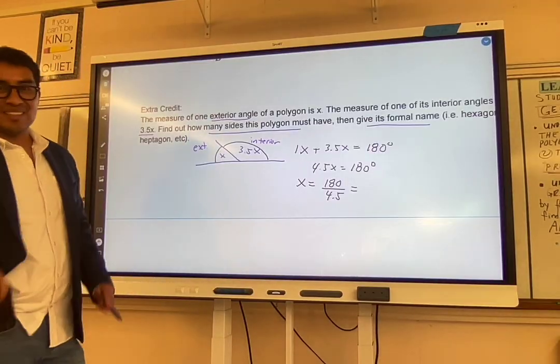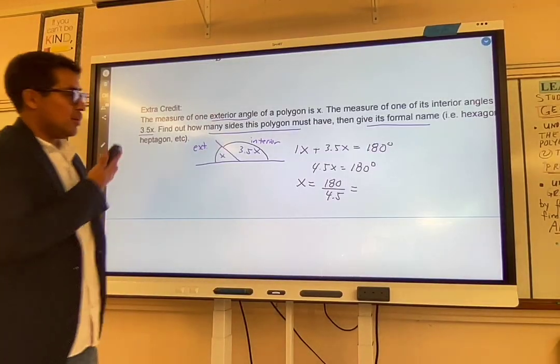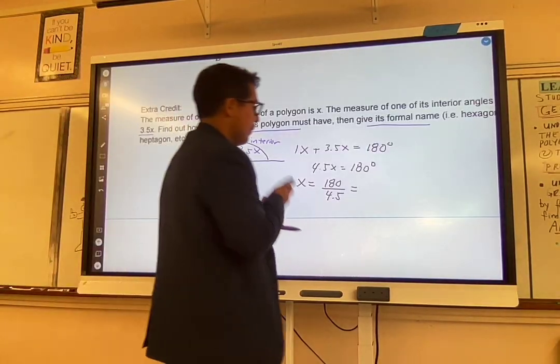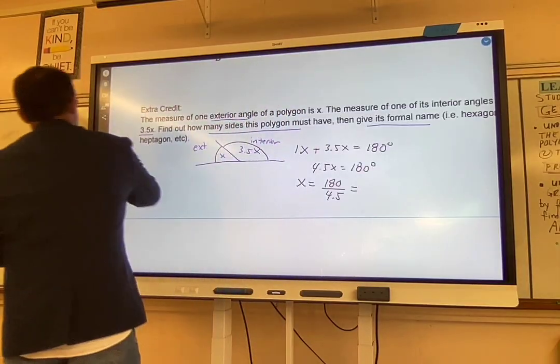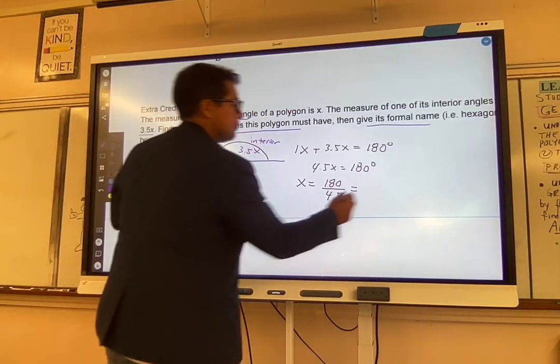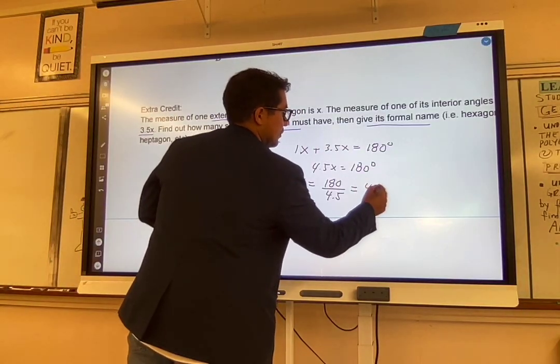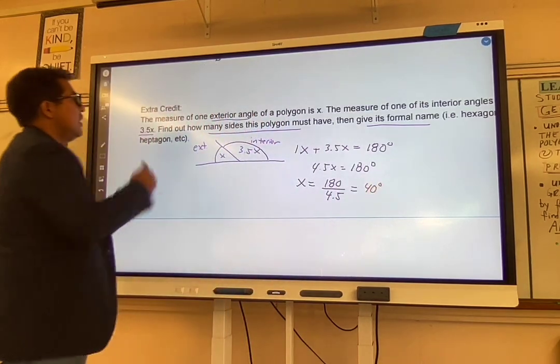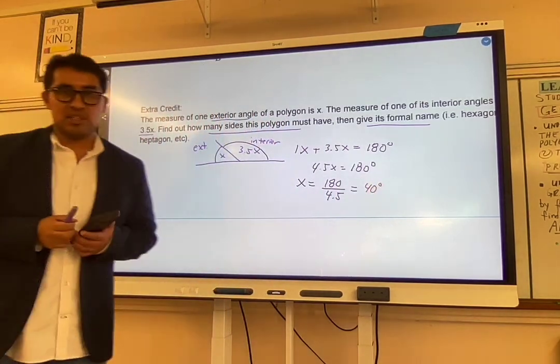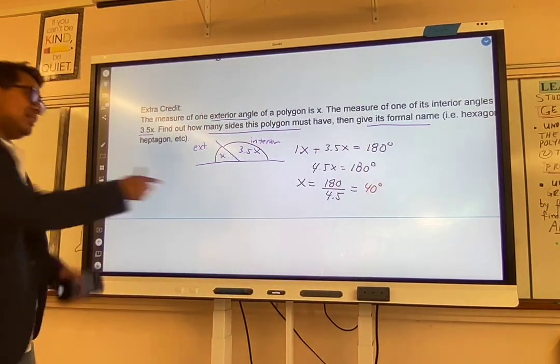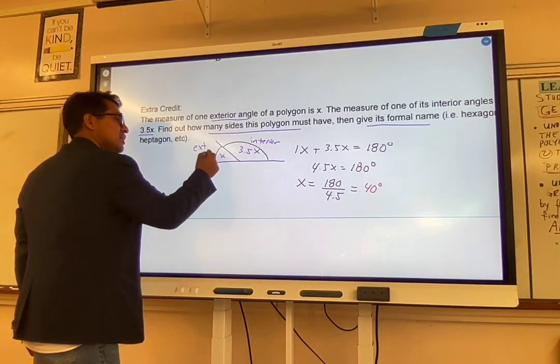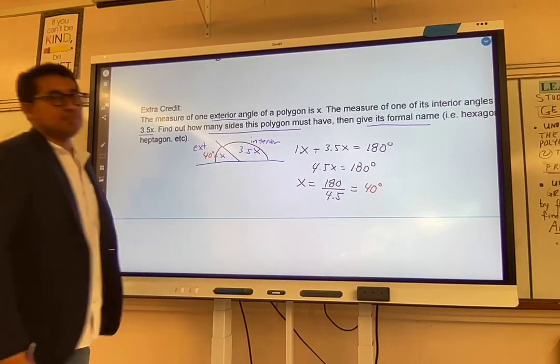Let me ask Siri real quick what that is. What is 180 divided by 4.5? 180 divided by 4.5 is 40. 40. Okay. So the value of x is 40. This doesn't answer our question on how many sides it has. What it did tell us is that one of those exterior angles I know is 40 degrees.